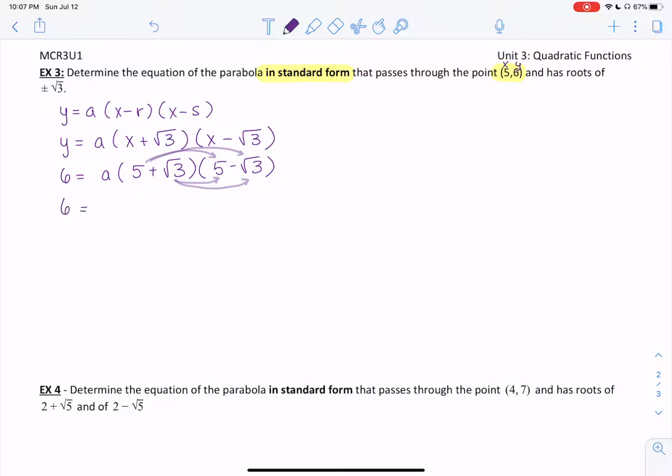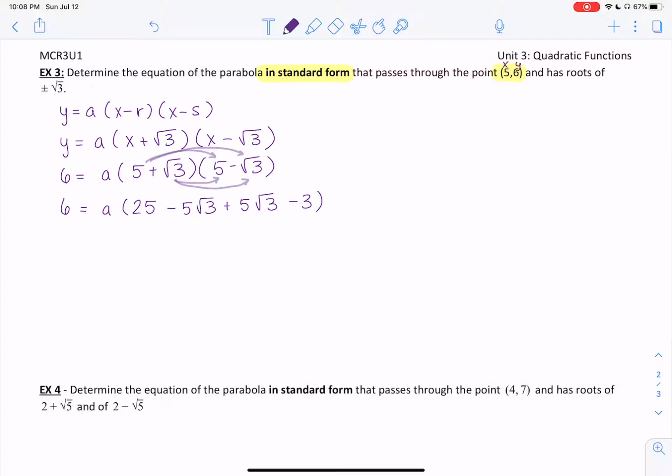So we have 6 equals 5 multiplied by 5 is going to give me 25. 5 multiplied by negative root 3 will be negative 5 root 3. Then we'll have plus 5 root 3. And then we'll have minus 3. So remember that root 3 multiplied by root 3 is just 3.